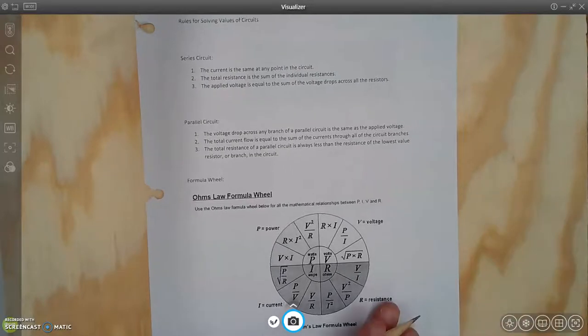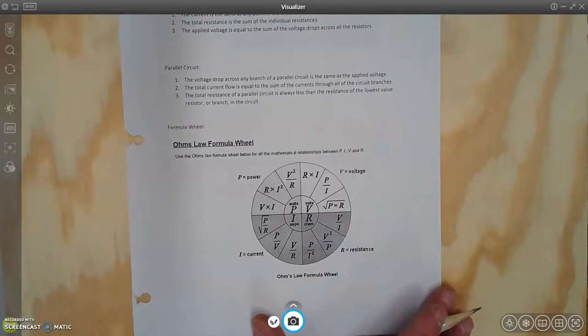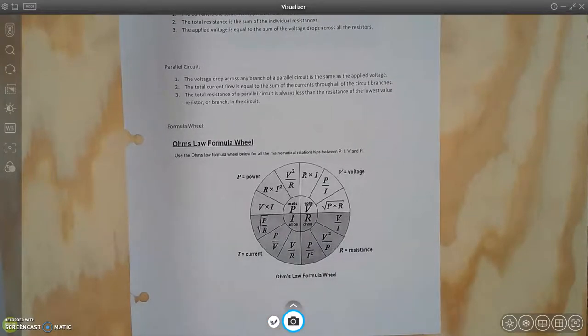In class, we have talked about the characteristics of electricity. We've talked about the atomic structure of electricity, how electricity works at the atomic level, and then we started getting into the characteristics of electricity. And that refers to the things on this wheel here.